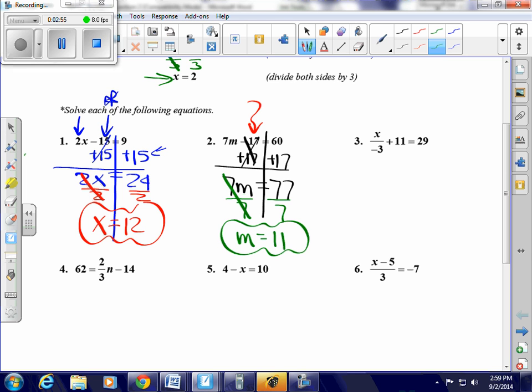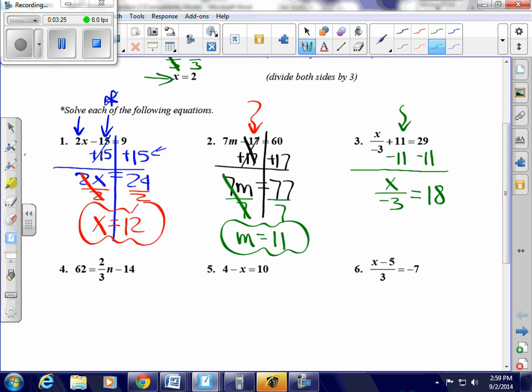In number 3, again, I'm going to cancel out this plus 11 first. How do you cancel plus 11? Well, it takes minus 11. We're going to do that on both sides of the equal sign. We have x, and let's read this divided by negative 3. I don't like to use the word over when I'm talking about being specific here. And what operations do we have? We have x divided by negative 3 is equal to 29 minus 11. 29 minus 11 is 18.